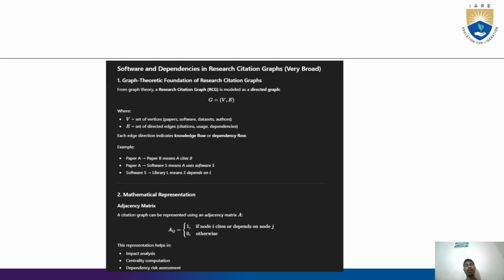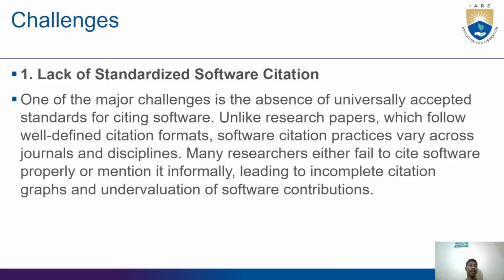Graphs are always represented in two types of matrices: adjacency matrix and incidence matrix. Adjacency matrices are done on a node basis, from I to J, I to K, in that basis. Challenges. We have a lot of challenges in citation graphs. First and foremost, lack of standard software citation.